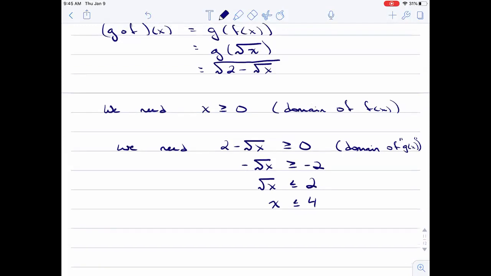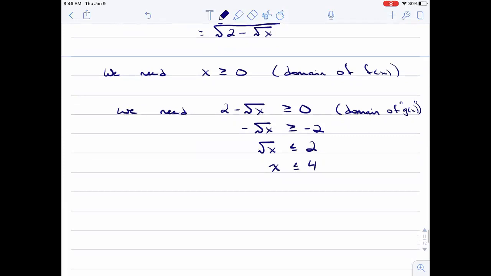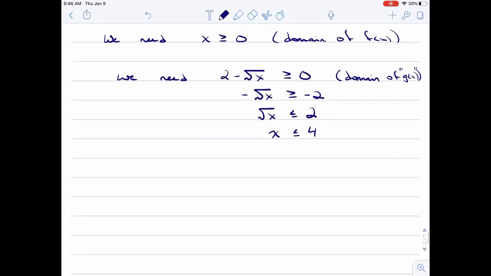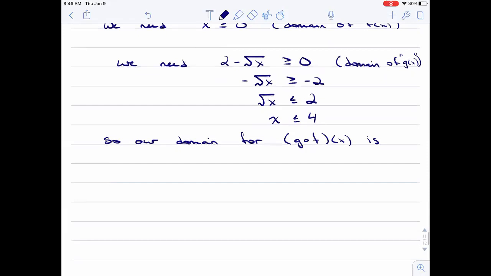So the combination of these two domains, both of them have to be satisfied. So we know that x has to be greater than or equal to 0, but also less than or equal to 4. So we've got this closed interval from 0 to 4. And so our domain for g composed with f of x is, well, x is between 0 and 4 inclusive, or just the closed interval 0 to 4.